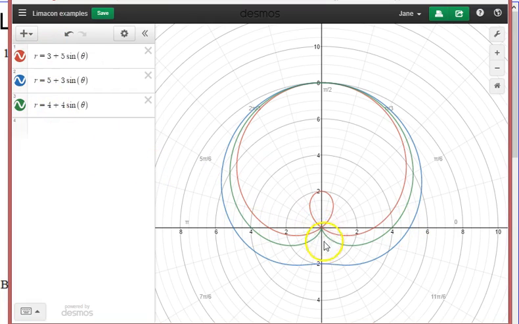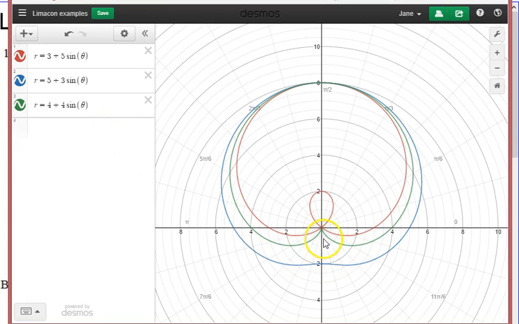Now the thing in the middle here that's different, at 3 pi over 2, which is going straight down, sine is negative 1. So we would have 3 plus 5 times negative 1, or 3 minus 5. That means for the red graph, at 3 pi over 2 we're going negative 2. So we're going in the opposite direction of 3 pi over 2. So this is actually a radius of negative 2 here. For the blue graph, it would be 5 plus 3 times negative 1, or 5 minus 3, so we have a radius of 2 at 3 pi over 2.